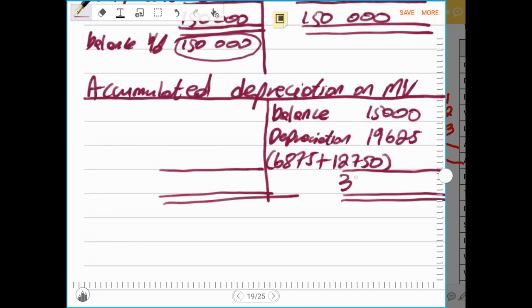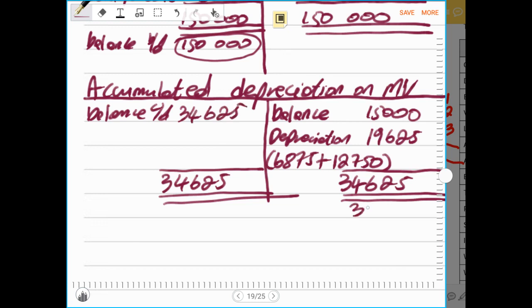That will give me 34,625 rands, and the balance carried down will still be the same, 34,625 rands, and this becomes the balance brought down. So now this is the closing balance.